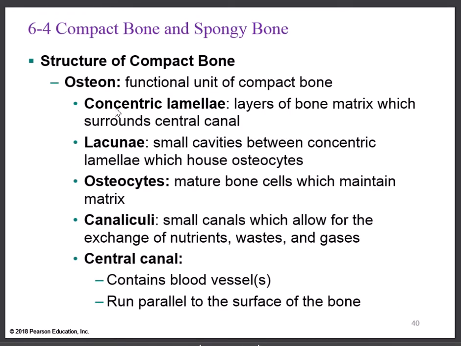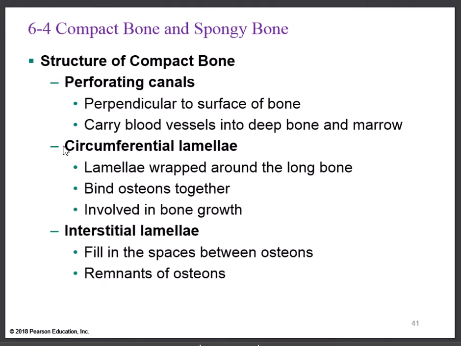So the concentric lamellae, again, are these layers of bone matrix. They're rings that surround the central canal. Between the concentric lamellae, we have the lacuna. Those are the little cavities, the little pockets. Their job is to house the osteocyte. And if you remember from part 2 of this lesson, the osteocyte is the mature bone cell which maintains the bone matrix. So let's go to the picture for a minute.